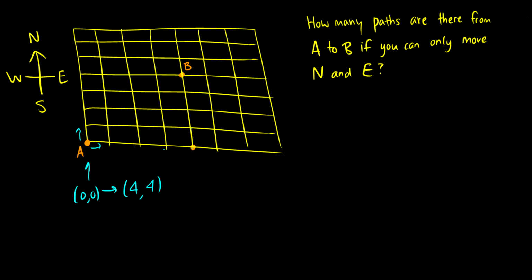Okay, so this is kind of like making a word. So when we go 4 to the right, what we're doing is we're going east, east, east, east, and then we need to go north 4. So we have N, N, N, N. And we can rearrange these so we can get a different path. So for instance, I have north, east, north, north, east, north, east, east. So let's draw that one. We go north, we go east, we go north, north, east, north, east, east.